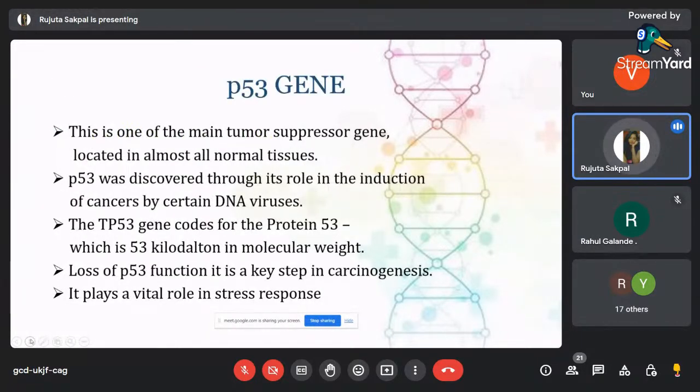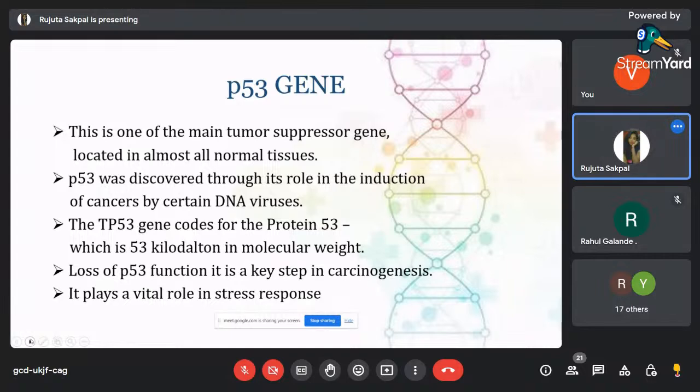The P53 gene is one of the main tumor suppressor genes, located in almost all normal tissues. It is also known as the guardian of the cell cycle. P53 was discovered for its role in the induction of cancer by certain DNA viruses. The tumor protein P53 gene codes for protein 53, which is 53 kilodaltons in molecular weight. The loss of P53 functionality is a key step in carcinogenesis. It also plays a vital role in stress response. This is a tumor suppressor gene, so its activity stops the formation of tumors, and it is one of the most commonly mutated genes in cancer.